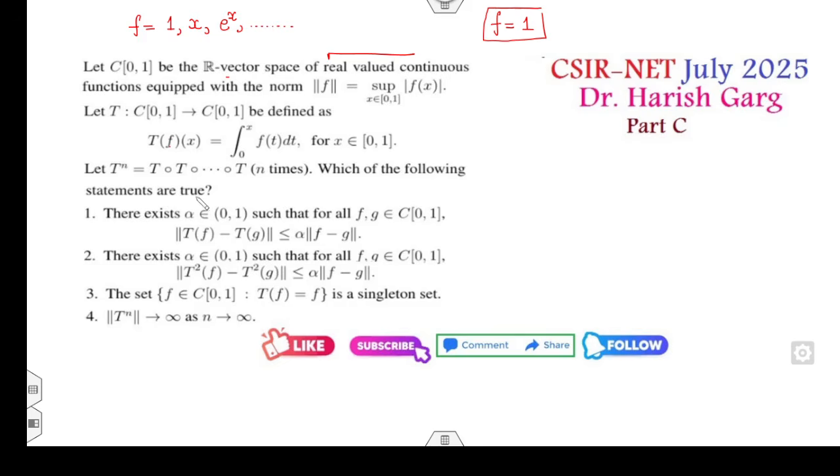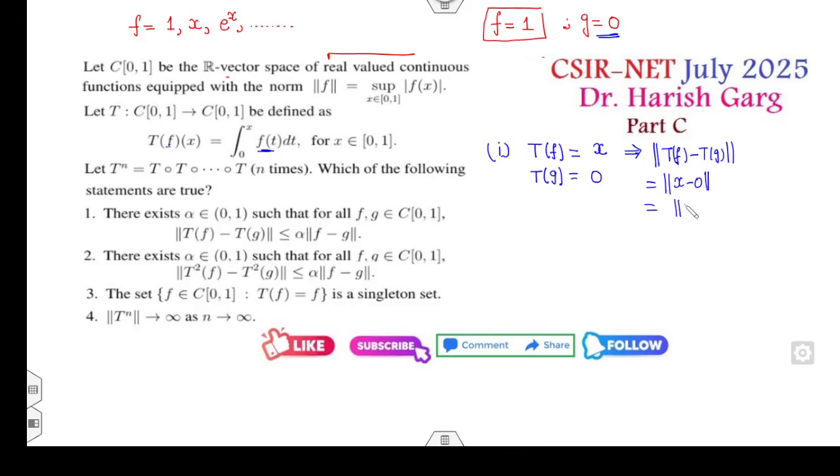Which of the following statements are true? So the first option is we need a T mapping. If I choose f as 1 and g as 0, then what is the value of T of f, and what is the value of T of g? So T of f is, if you substitute 1, the integration from 0 to 1 is x. If g is 0, T of 0 is 0. Then what is the value of T of f minus T of 0? That will be x minus 0. So that is the norm of x.